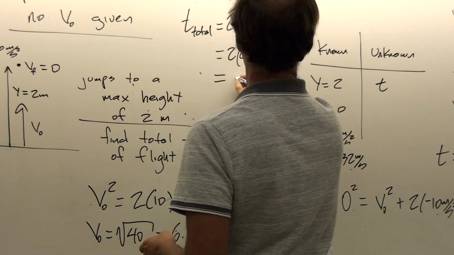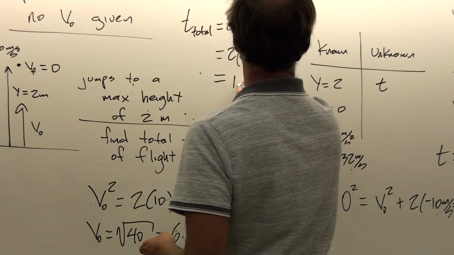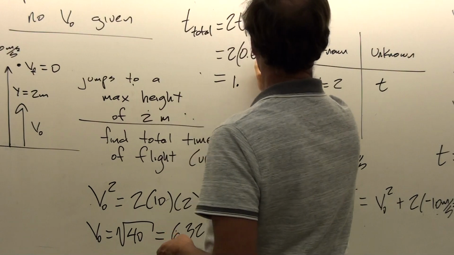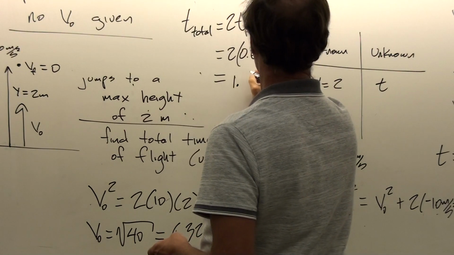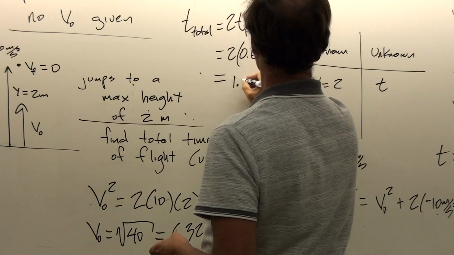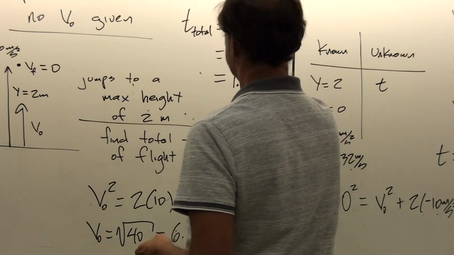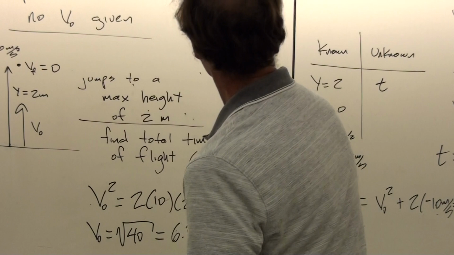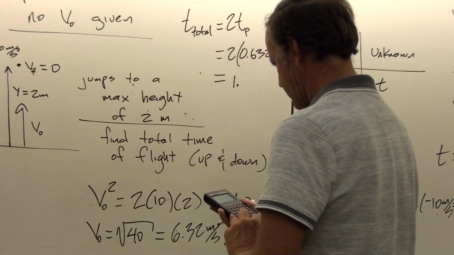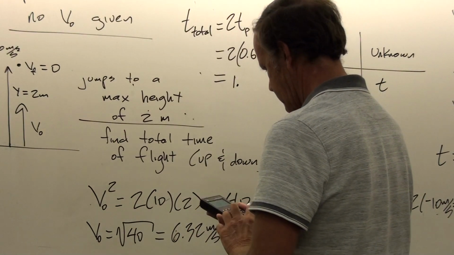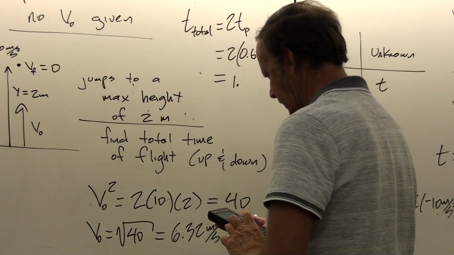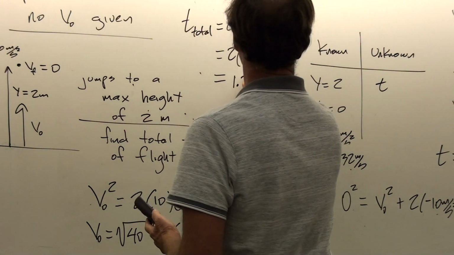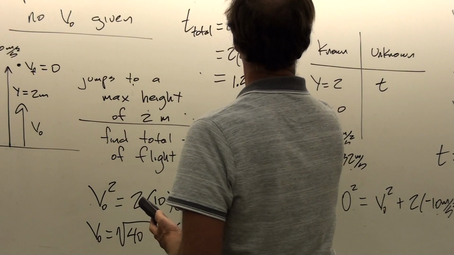And so that would be 6.4. So 6 and 6 is 12. 632 is 1.265 seconds.